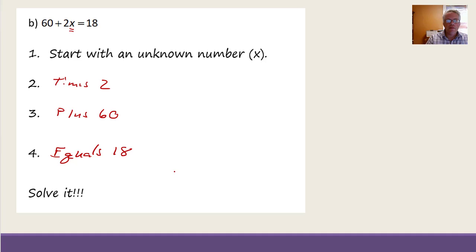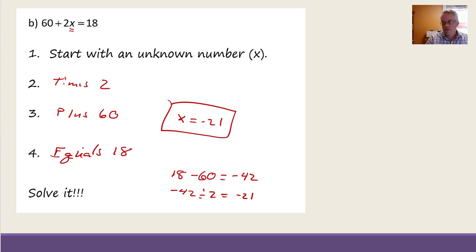Now, we can work backwards. Let's start with 18. That's our ending number. 18 minus 60 would be negative 42. Okay, and then we're going to undo timesing by 2. Negative 42 divided by 2 is negative 21, and we're back where we started. X equals negative 21. Okay, so we can work backwards. That's what backtracking is all about. And like I said before, we're going to come up with a really neat shortcut way of writing all of this. But now, let's try it this way.